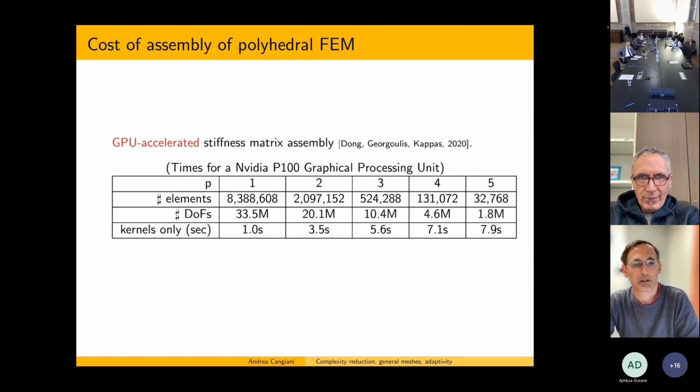I probably skipped that. I just wanted to say one word to reconnect with the end of the lecture by Roberto earlier this morning. As I was saying, there is a cost in the assembly of this type of more general elements. However, modern computer architectures, and in particular GPU architectures, make this potential extra cost quite trivial. You see here that the assembly of tens of millions of degrees of freedom can be done on GPUs in the order of a few seconds.